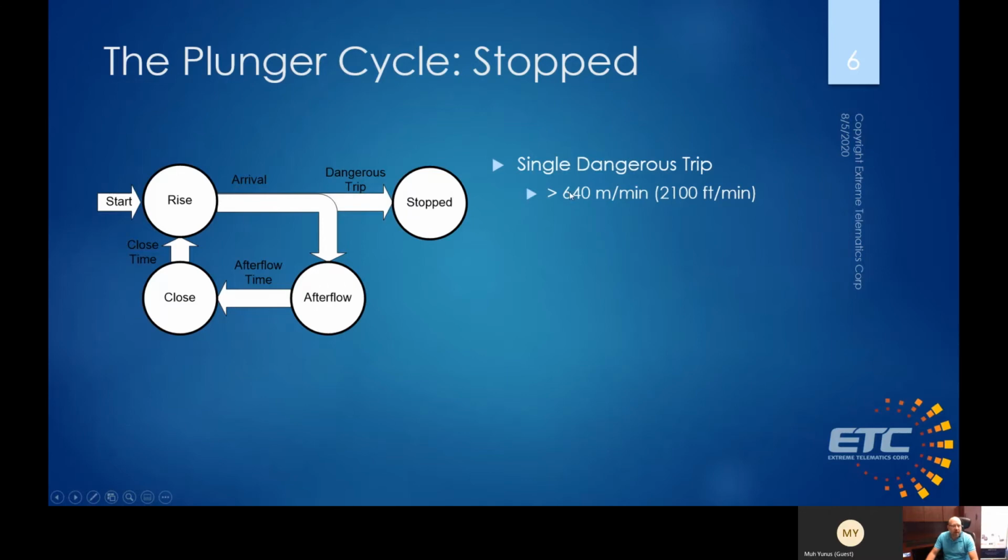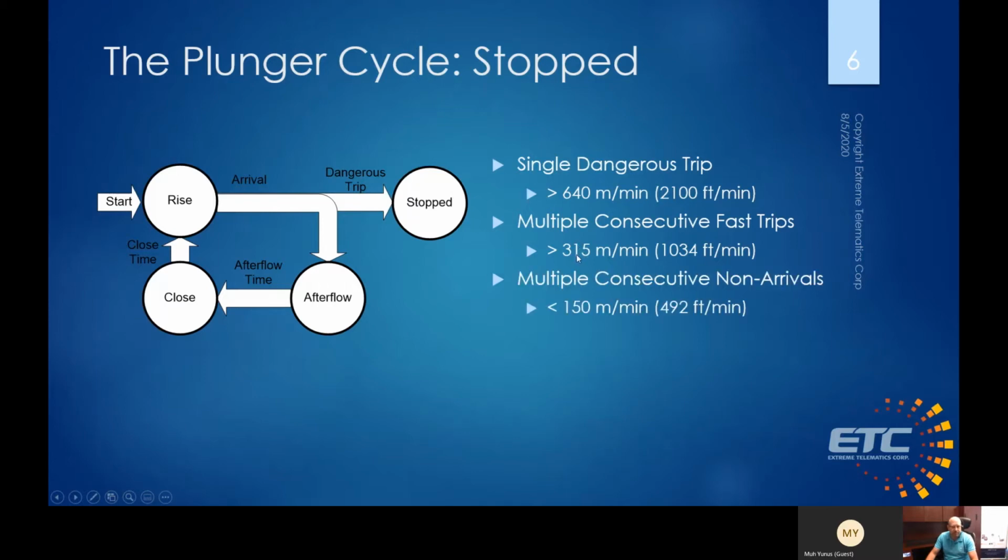But if a plunger arrives faster than this, it will immediately shut in the well on a single trip. There's also the ability to have a lower fast trip set, so 315 meters per minute or 1,034 feet per minute. The well will only shut in on a certain number of consecutive fast trips. And we can set that in the alarms menu, and I'll show you that when we go over the menus.